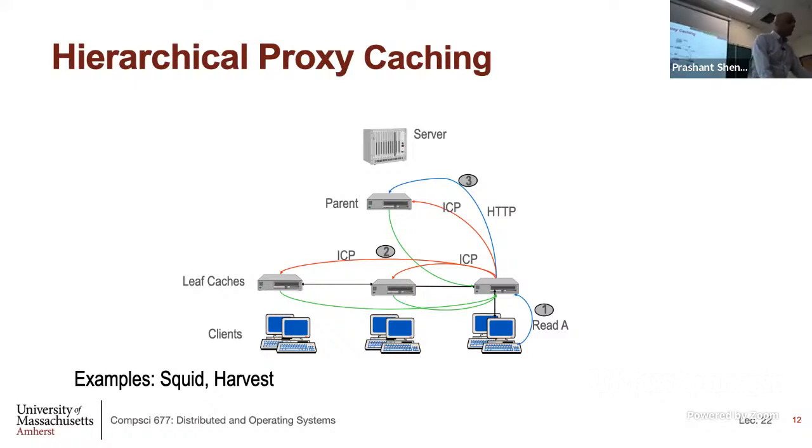Okay, question is why are we using ICP as opposed to HTTP? Is that your question? Yeah. So HTTP is not designed for cache consistency, right? So they developed a companion protocol for web caching, which they called ICP, but it's basically asking whether you have the content or not, etc.